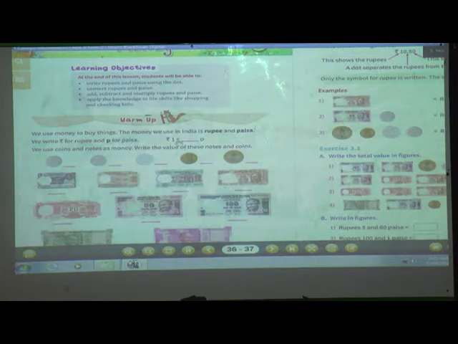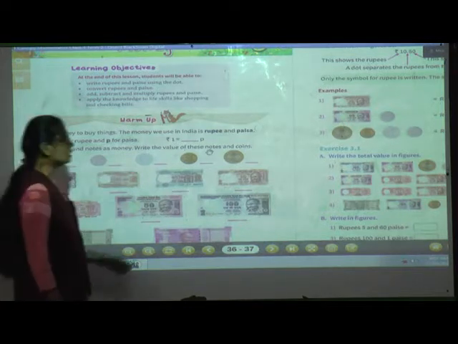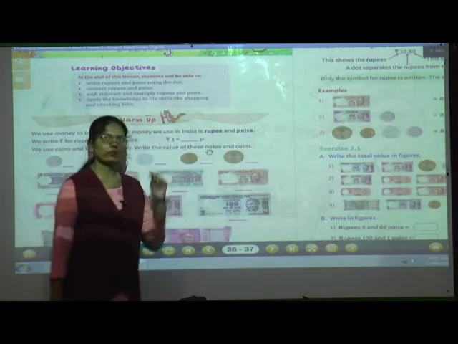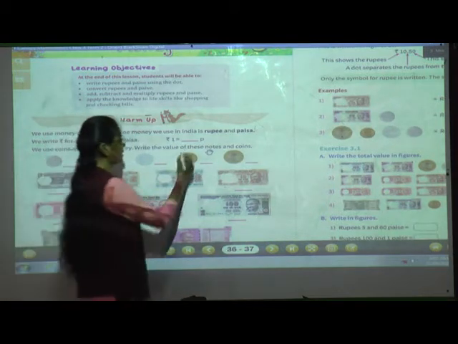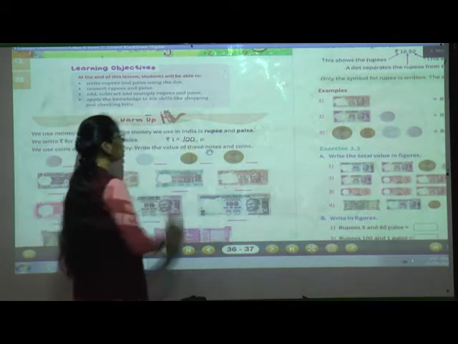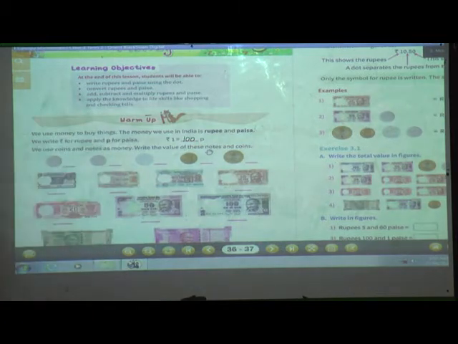Now here 1 rupee is equal to, yes, in the second standard only you have learned this, 1 rupee is equal to 100 paise, correct. So here you should write 100. 1 rupee is equal to 100 paise.